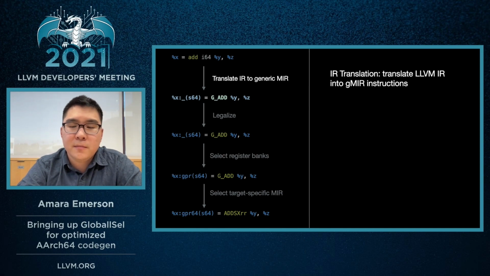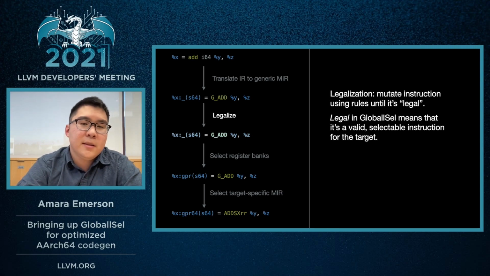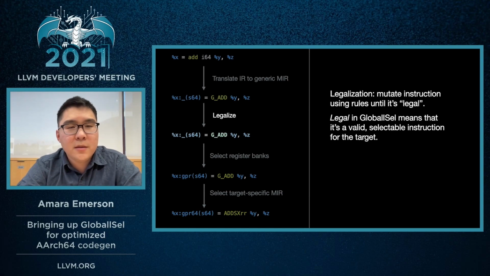Now, after translation, the one thing we have to do no matter what is run the legalizer pass. And the legalizer mutates the instruction if necessary to make it legal. Legal is defined by the target, and really what it means in GlobalISel is that it's a valid selectable instruction. Now, 64-bit adds on AArch64 are legal, we don't need to do anything, and so for this it's simply a NOP.